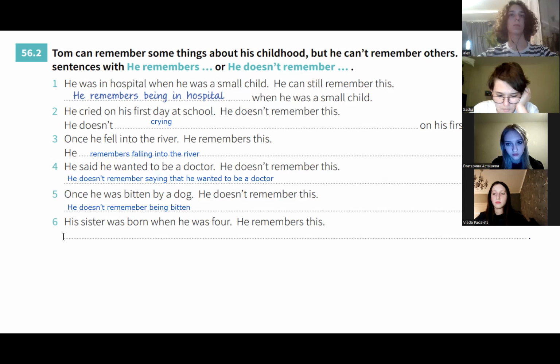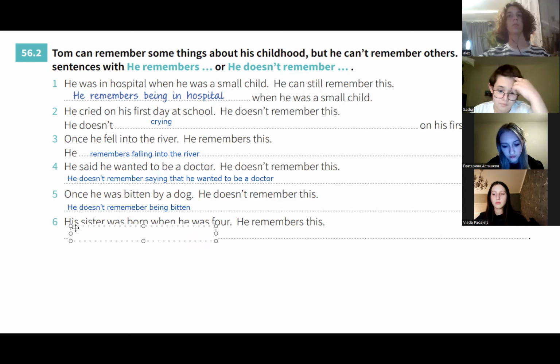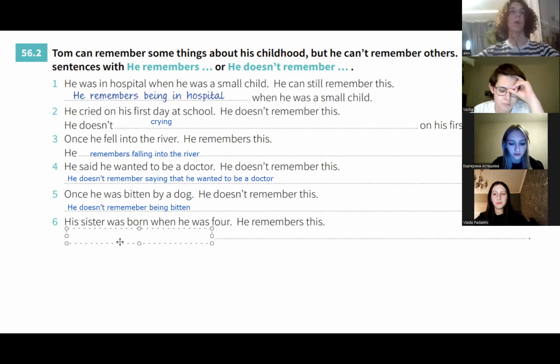And Vanya? I'm sorry, Vanya, just a moment. After remember, you use gerund, but it's a passive gerund. That's what you say, not be, not to be, but being. Remember being. Vanya? His sister was born when he was 4. He remembers this. He remembers his sister. He remembers his sister was born. Oh, yeah. Well, no, was.